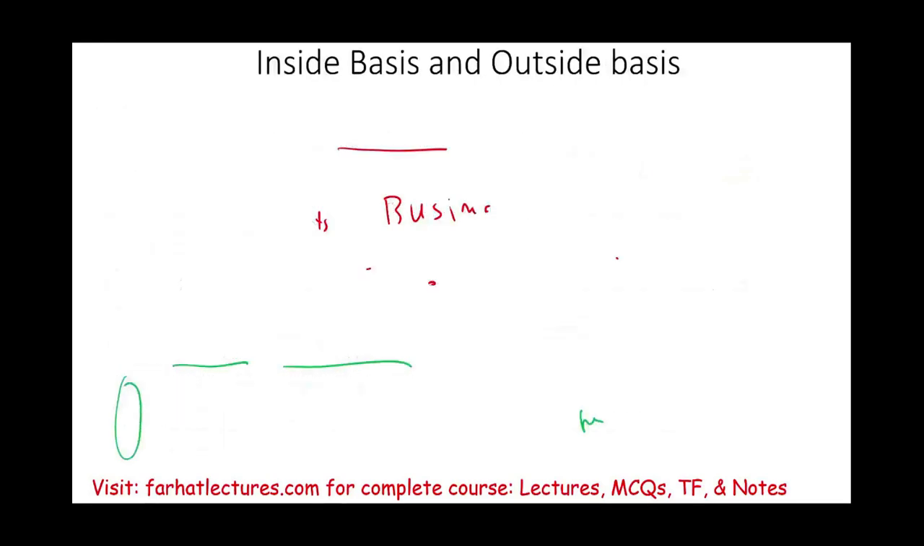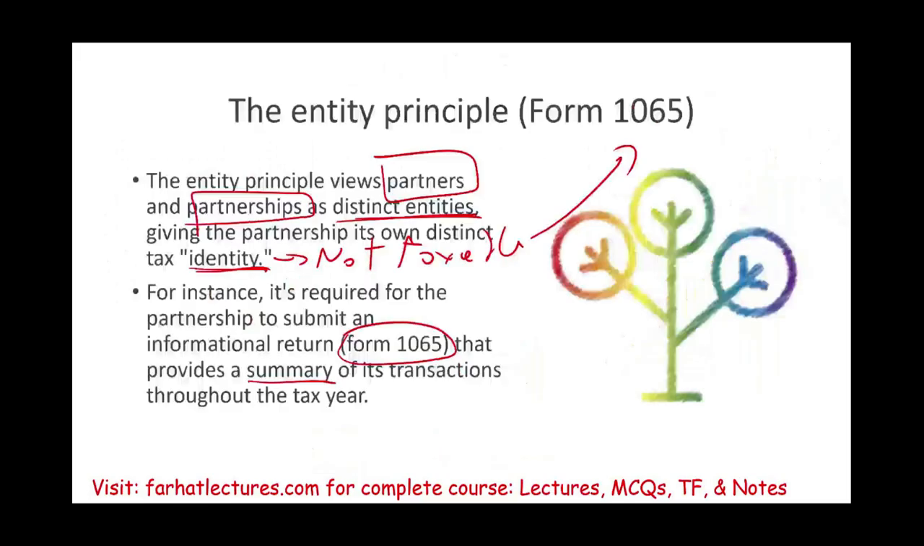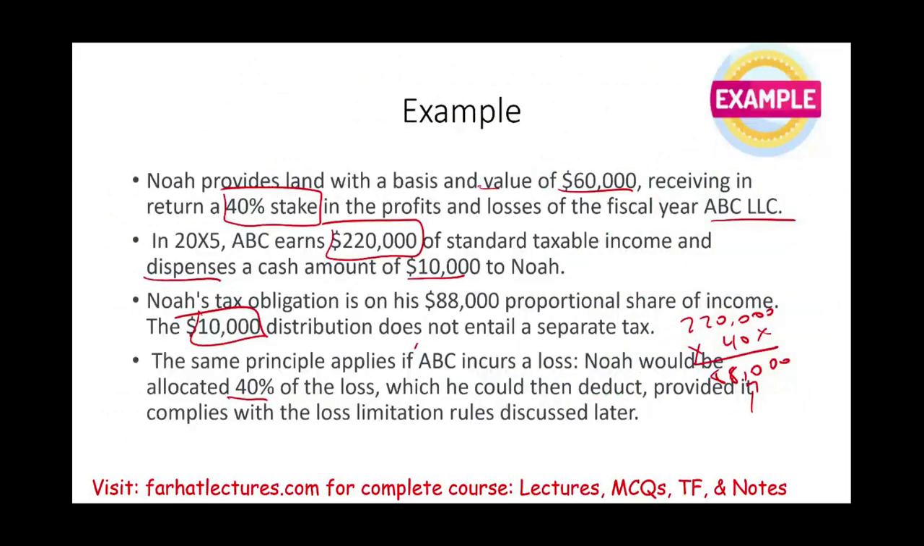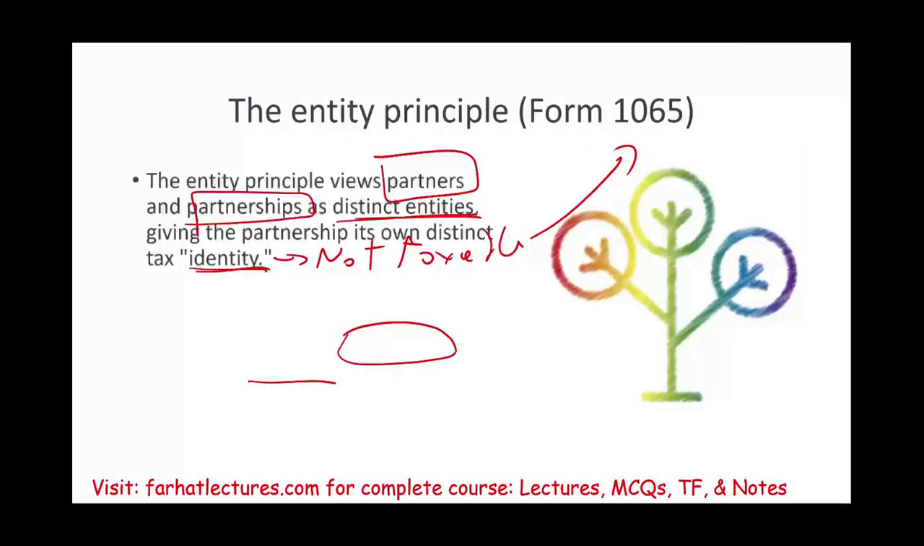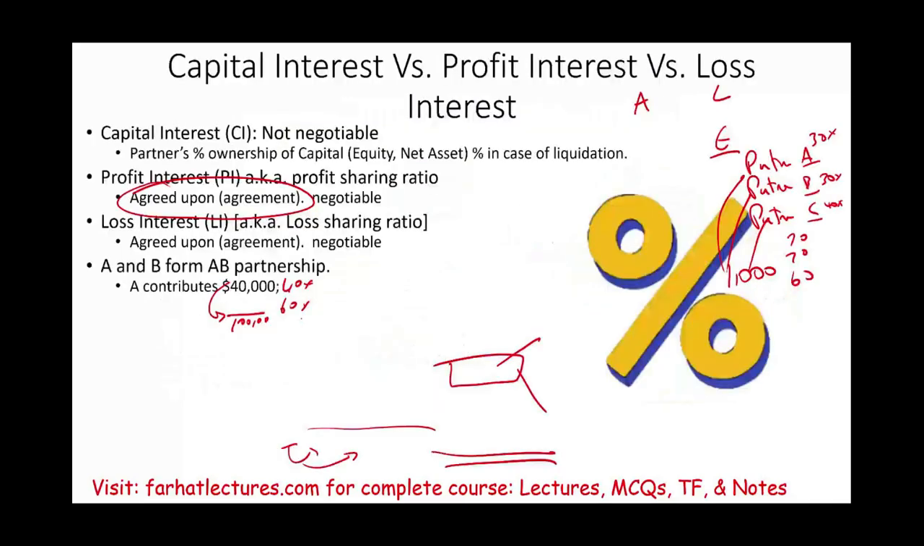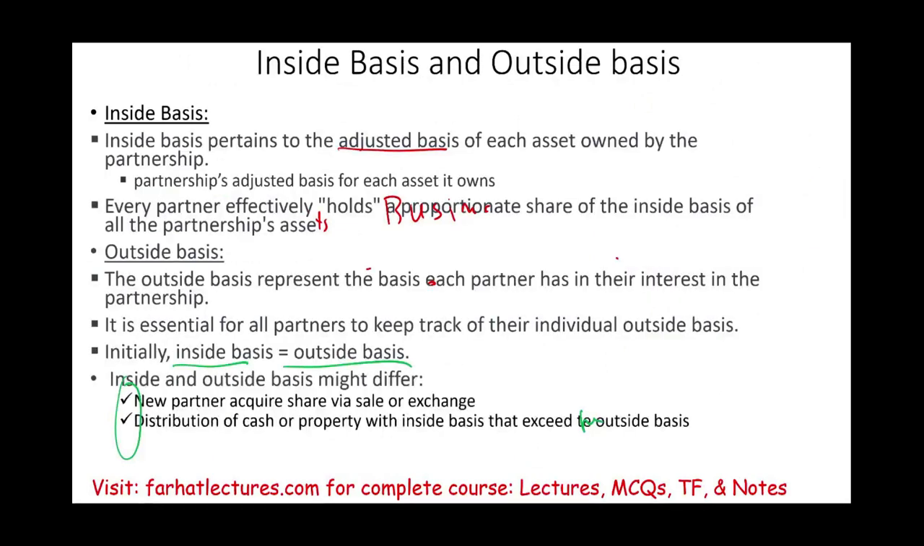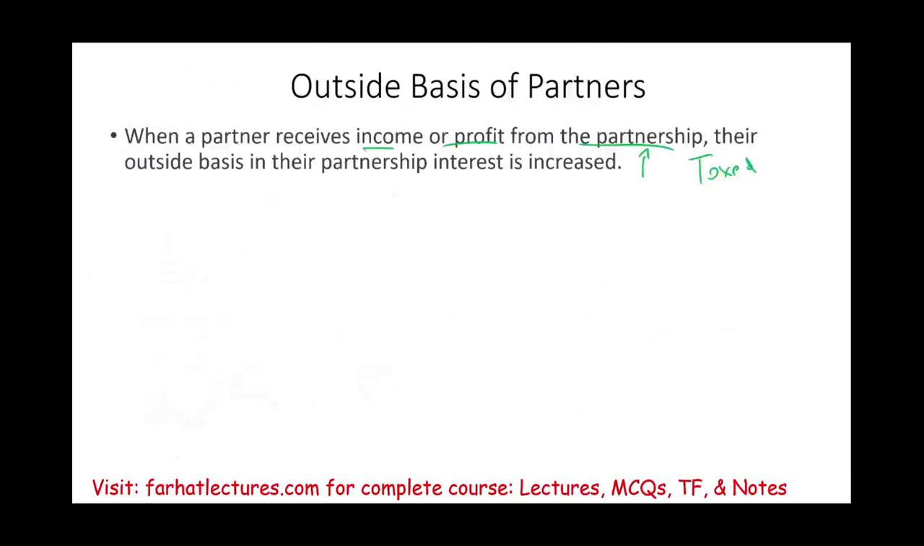If you go back to the example that we worked on early on in this presentation, remember, Noah got 40% of the 220,000. That 40%, and we said Noah paid taxes on that 88,000. That's Noah's share of taxes. Once that income is allocated to you, whether you receive it in cash or not, it doesn't matter, you pay taxes on it.